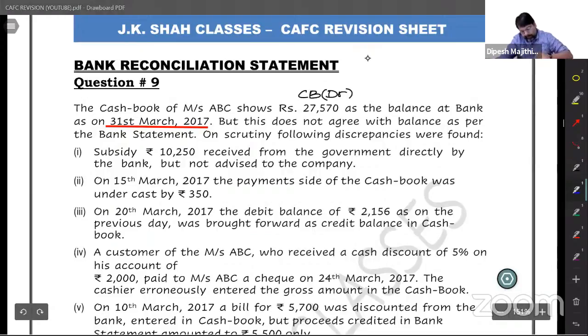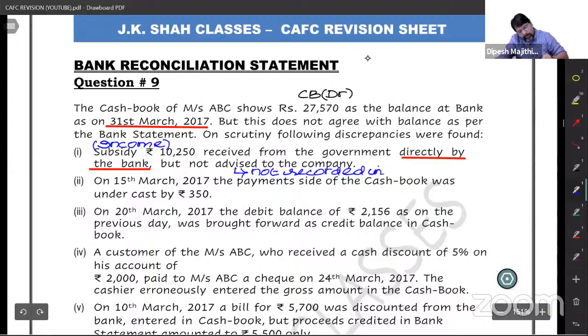Subsidy. Subsidy means what? Income or expense? Income. Received from the government directly by the bank, but not advised to the company. Not advised to the company means not recorded in the cash book. Directly paid. So this is an income which is recorded in the passbook, not recorded in the cash book.